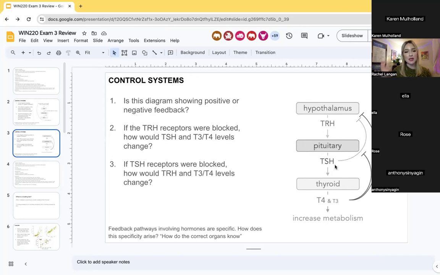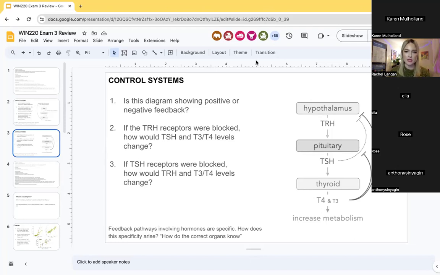So you could imagine maybe a change in the opposite direction. Maybe there's increased expression of TRH receptors. Then you would expect more release of TSH and more T4 and T3 and more negative feedback. Another example, if TSH receptors are blocked, how would TRH and T3, T4 levels change?